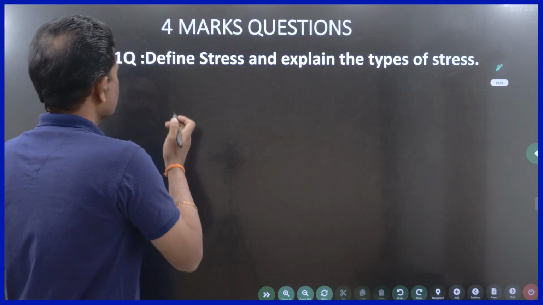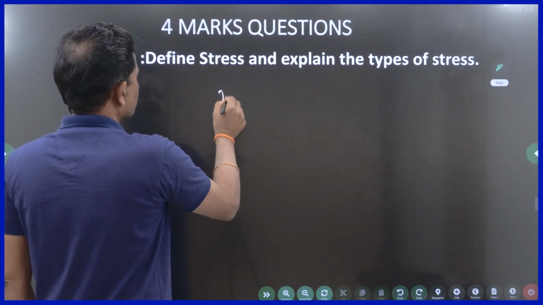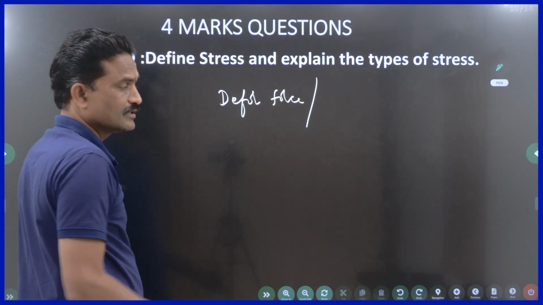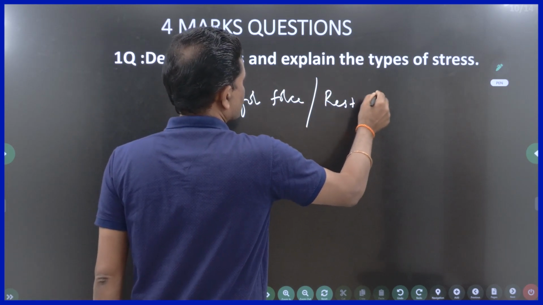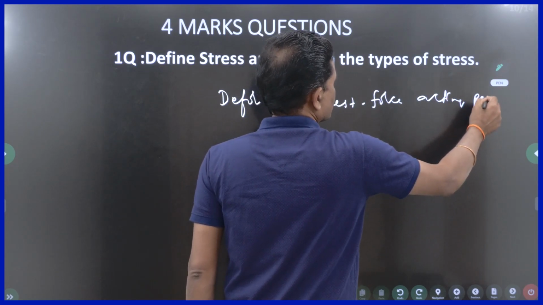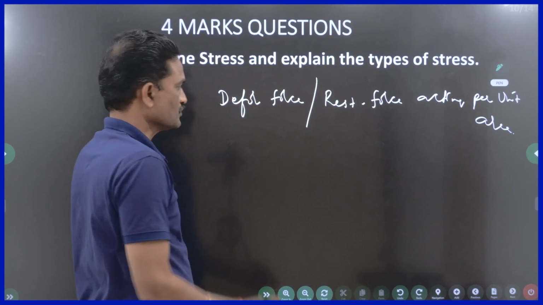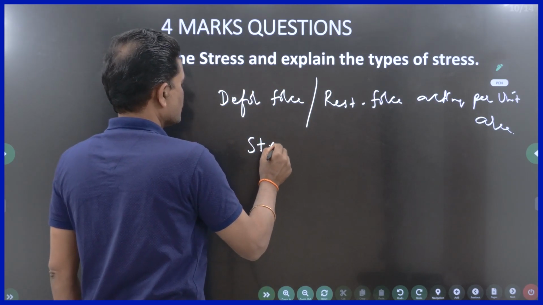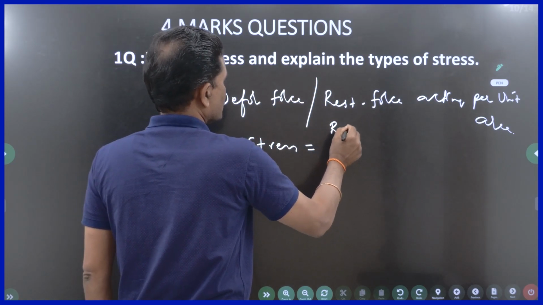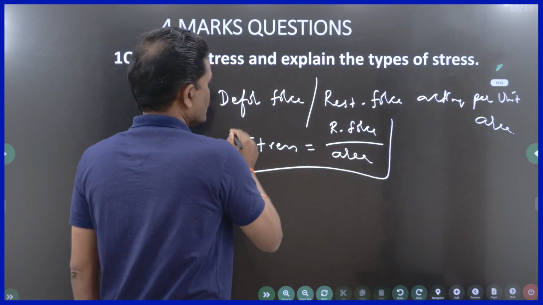Define stress and explain the types of stress. So how do you define stress? Stress is nothing but deforming force or restoring force acting per unit area. That's it. So how do you write? Stress is equal to, you can write it as a ratio, that is restoring force divided by area. That's all. If you write this much, you will get 1 mark.